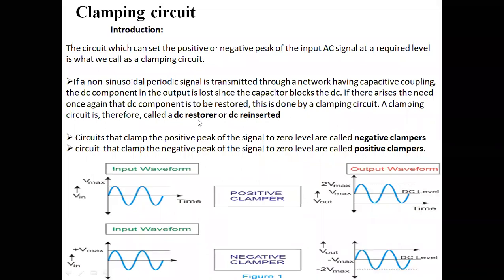If the input signal passes through a capacitor network, automatically the DC component goes to 0. At the input side there will be a DC component, but when it passes through the capacitor network, it goes to 0. To reinsert these DC levels again, we will use this clamper circuit. By using this clamper circuit, we are once again inserting the DC levels in our input signal. Here also we have two types of clamping circuits: positive clamping circuit and negative clamping circuit.